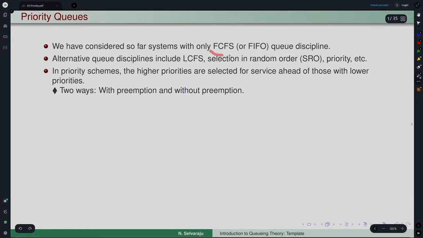Recall that what we have considered so far are all birth-death queuing systems and Markovian queuing systems, but they all have queue discipline as first come first serve or first in first out. The customers were selected for service on a first come first serve basis. But there do exist alternative queuing disciplines, which include last come first serve, like in an inventory system, or selection in random order, or priority, etc. We may not see all, but this particular queue discipline is what we are going to look at.